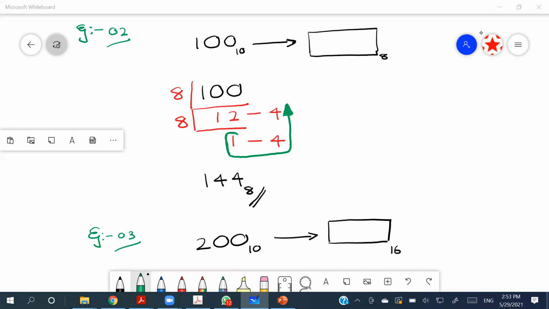Example 3 and example 4. That's what you need to write down. I'm sorry, example 2 and example 3, not 3 and 4.